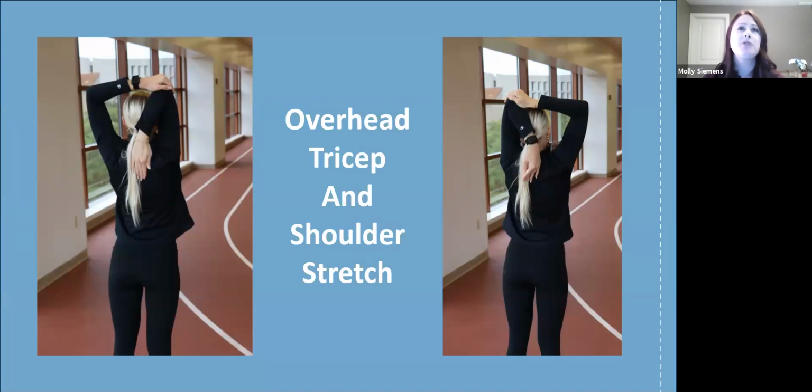This is the overhead tricep and shoulder stretch. Lift your shoulders up toward your ears and then draw them down and backward. Extend your right arm to the ceiling, then bend at the elbow to bring the right palm toward the center of your back, resting your middle finger along your spine. Use your left hand to gently push your elbow in toward the center and down. Hold the stretch for 30 seconds for 3 to 4 repetitions on each side.